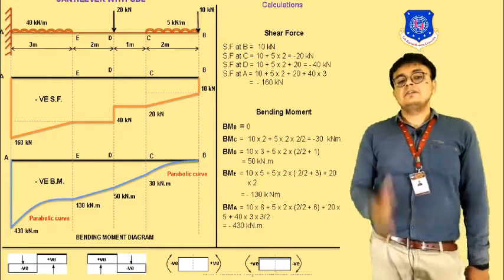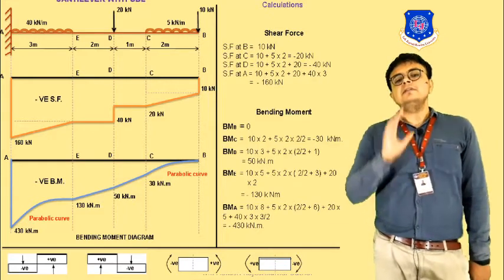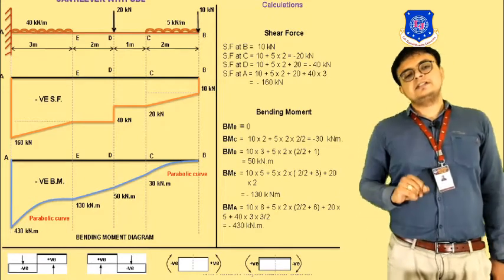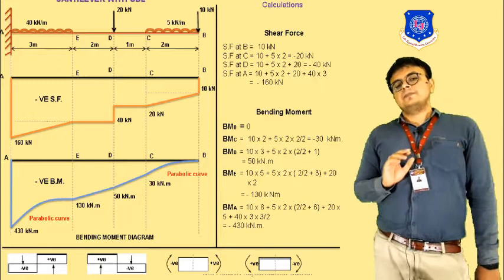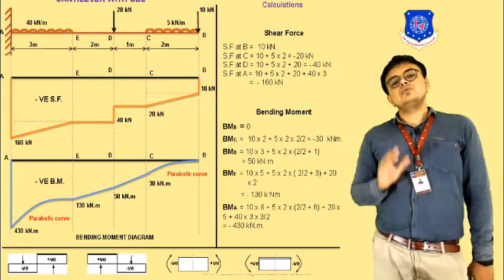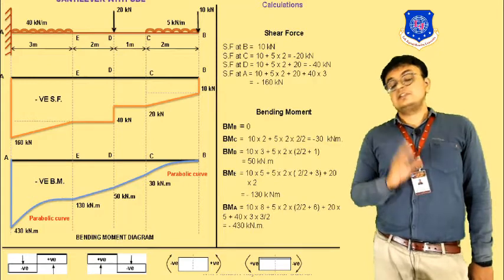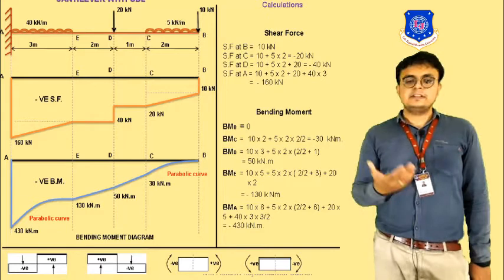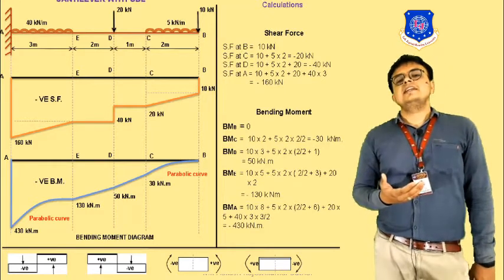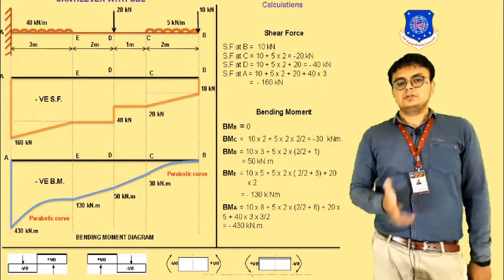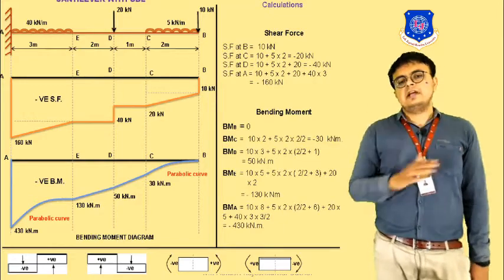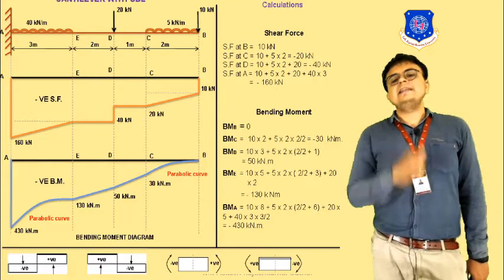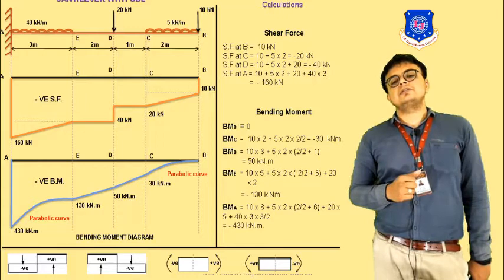After that, we have the point load at D, that is equal to 20 kilonewton, and its distance from D to A is 5 meter. So, 20 into 5 is the bending moment because of this point load. After that, finally, we have the UDL in span EA. Its span is 3 meter, and intensity is 40 kilonewton per meter. So, we just have to take the moment: 40 into 3 into 3 by 2. After doing all the calculations, we will get the bending moment of minus 430 kilonewton meter.